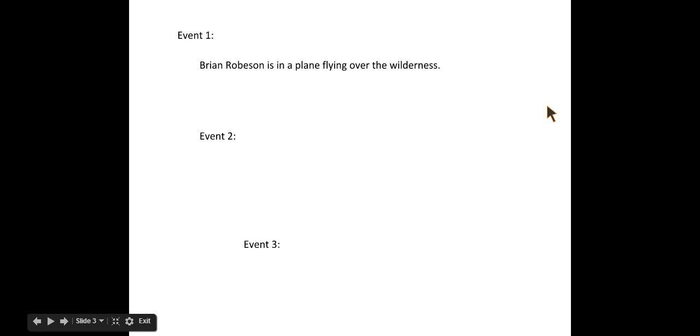Hopefully you chose Brian Robeson is in a plane flying over the wilderness. This is extremely important. This sets the entire scene for the book. This tells us who our main character is. This tells us where he is. And because it's a book about a kid named Brian crashing into the wilderness, this is probably extremely important. Alright, ready to choose the second event now.